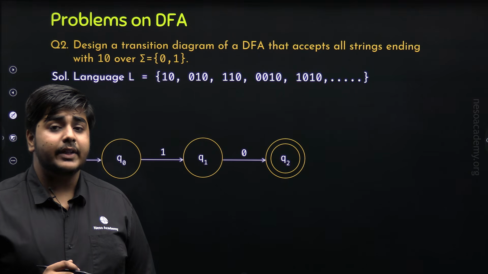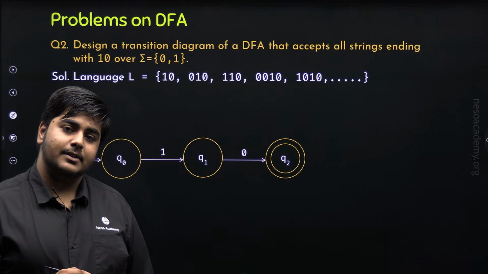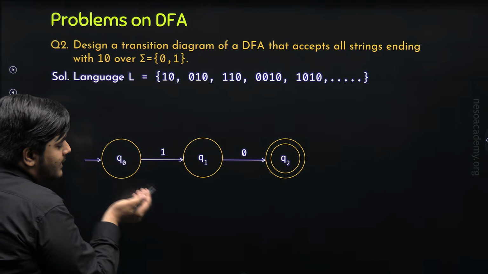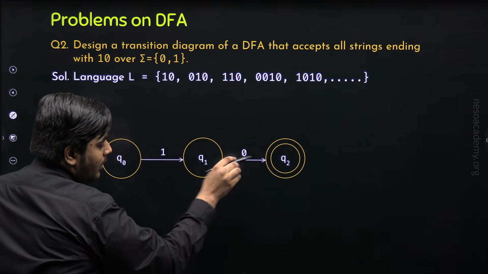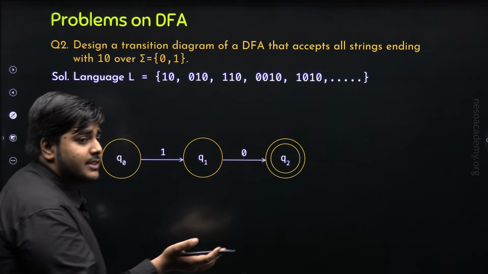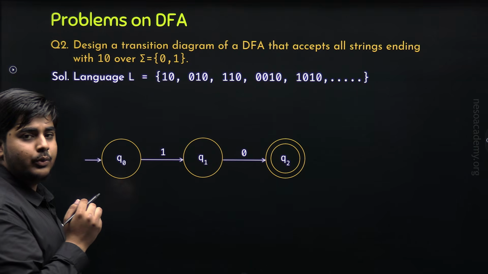Now in step number 3, we have to complete all the missing transitions of all the states. Q0 has a transition for symbol 1 but doesn't have a transition for 0. Q1 has a transition for 0 but doesn't have a transition for 1. And Q2 doesn't have a transition for 0 as well as 1. So let's start with Q0.